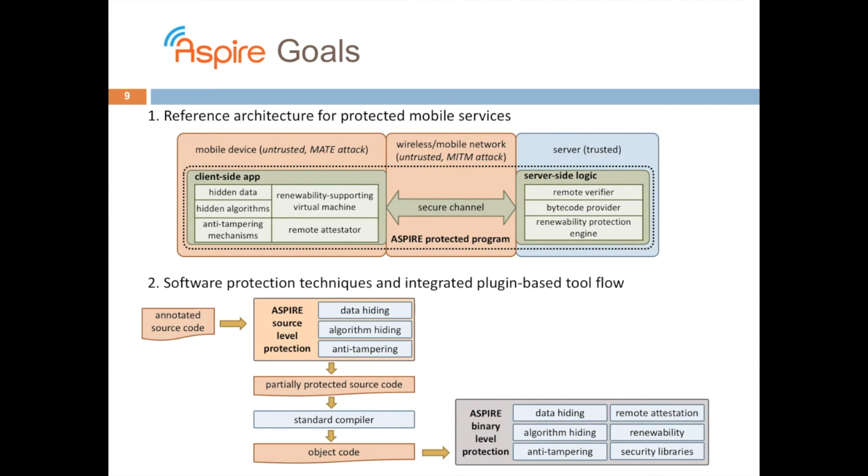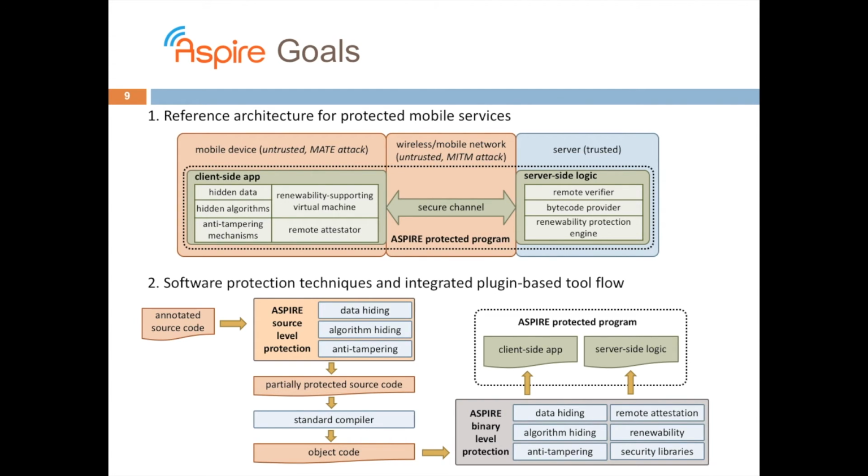Now this code will be sent through a binary level protection toolchain. It's basically link time rewriting of binary code, and with that additional protections will be injected into the application, and some of the protections that have already been initiated at the source level will be finalized at the binary level. And the result will then be an application consisting of the two parts from the reference architecture.